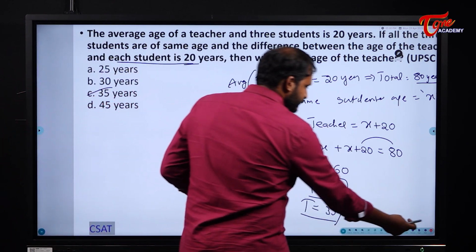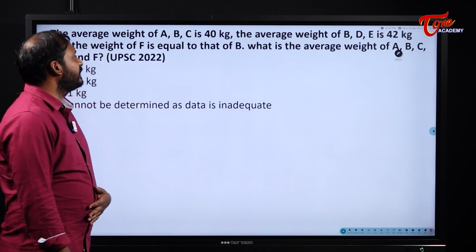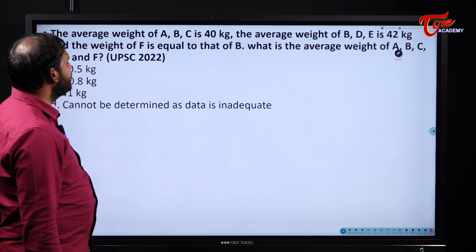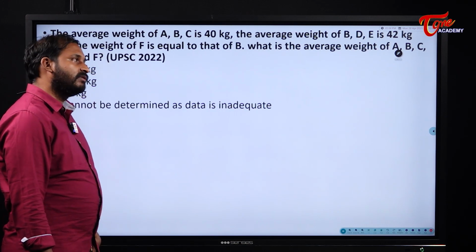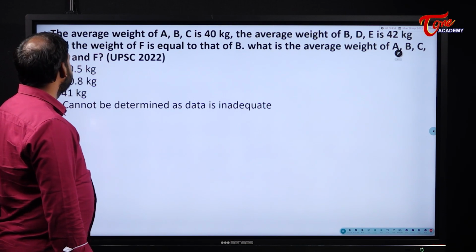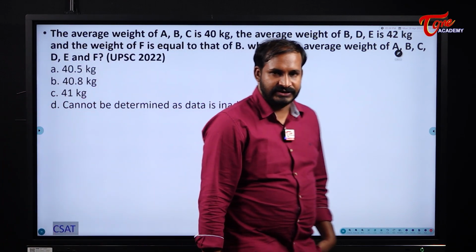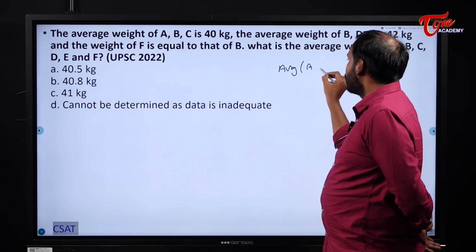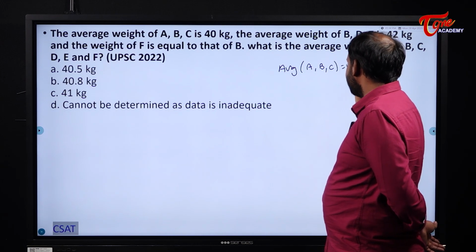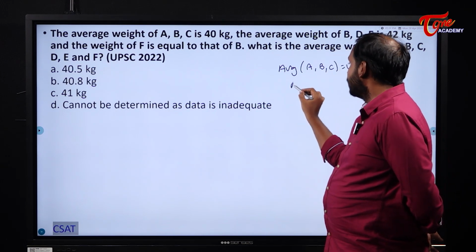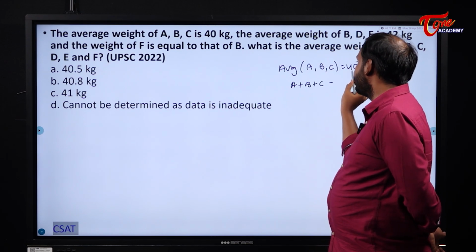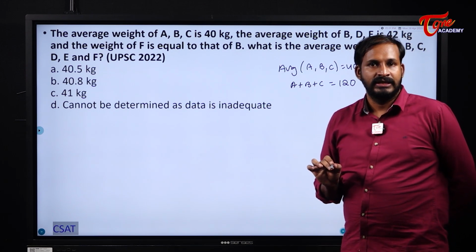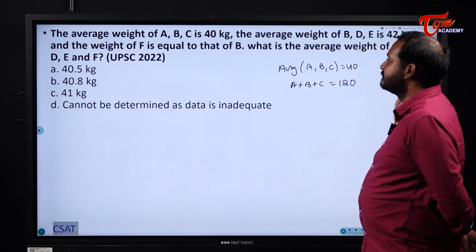Okay. Next one. The average weight of A, B and C is 40 kgs. The average weight of B, D, E is 42 kgs and the weight of F is equal to that of B. What is the average weight of A, B, C, D, E and F? Okay. That is the question. Now please see here. The average of A, B, C is what? 40. That means A plus B plus C will become what? 40 into 3, 120. Why? Because 3 observations and average is 40 means 40 into 3 it will become 120. Okay, A plus B plus C is 120.